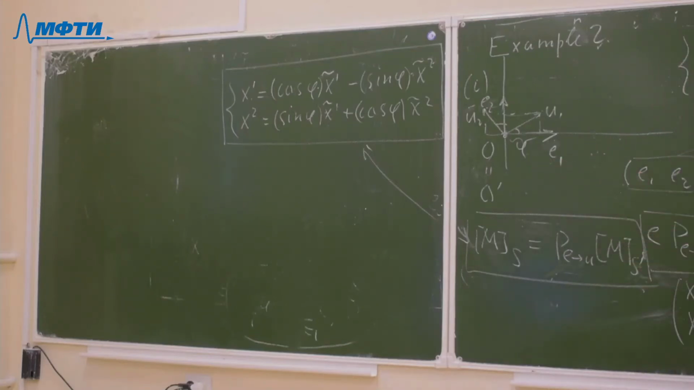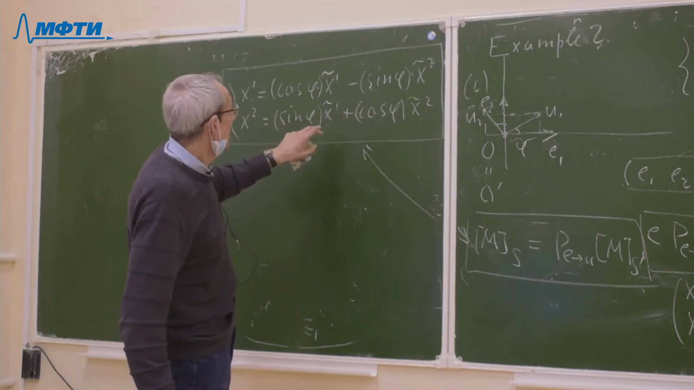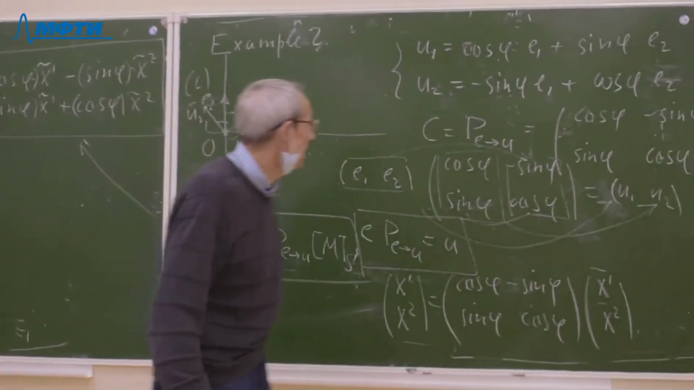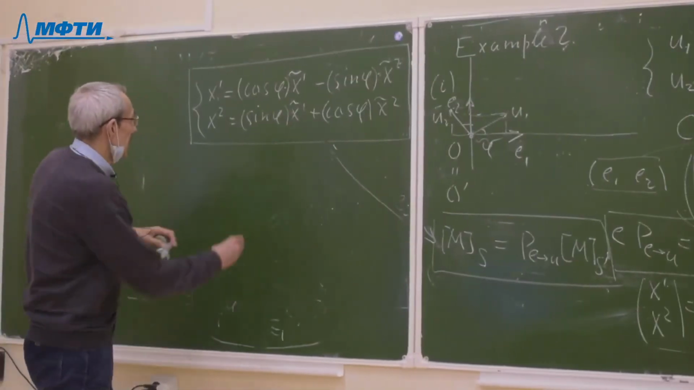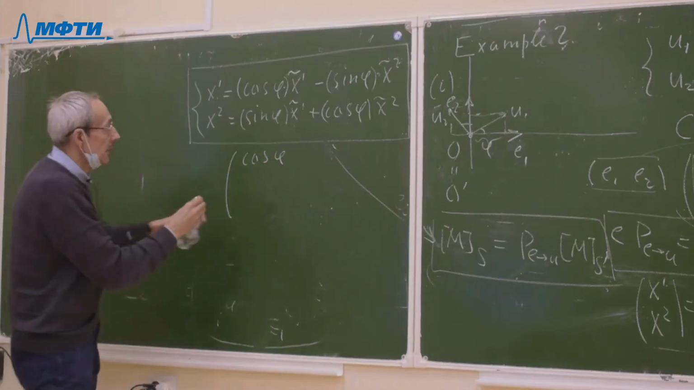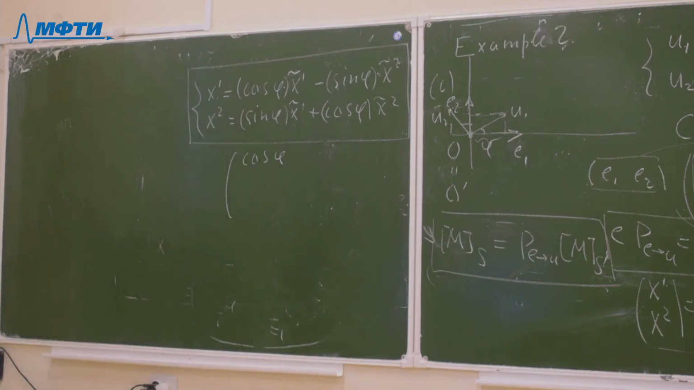Rotation matrix. Sorry, Professor? Yes. Shouldn't it be minus sine phi times x tilde 1 for x1 in the new coordinate system? In this? Yes, x1. No, x2. x1, x2, x1, x2. Oh, okay. Yes. Sorry, Professor.